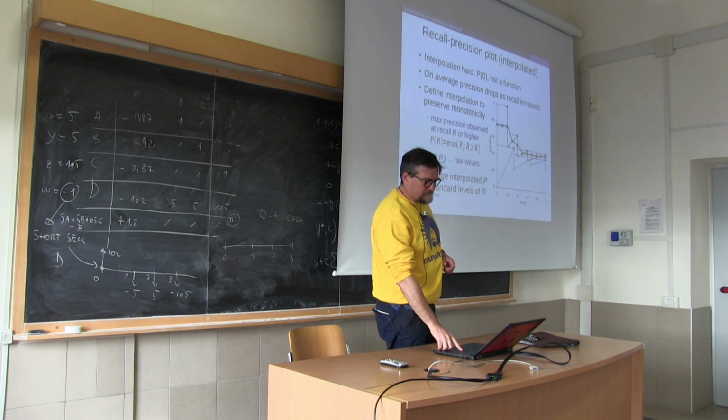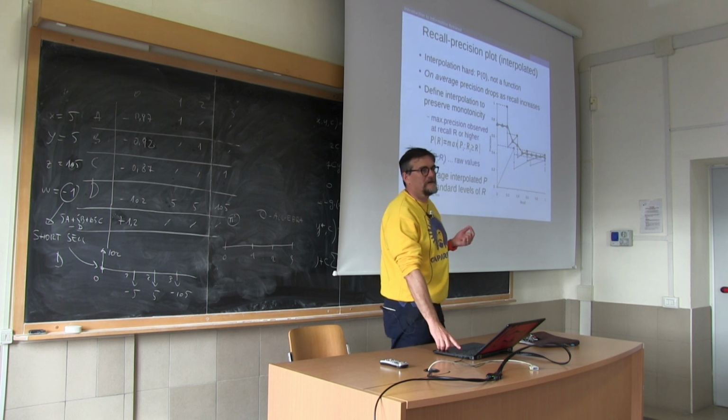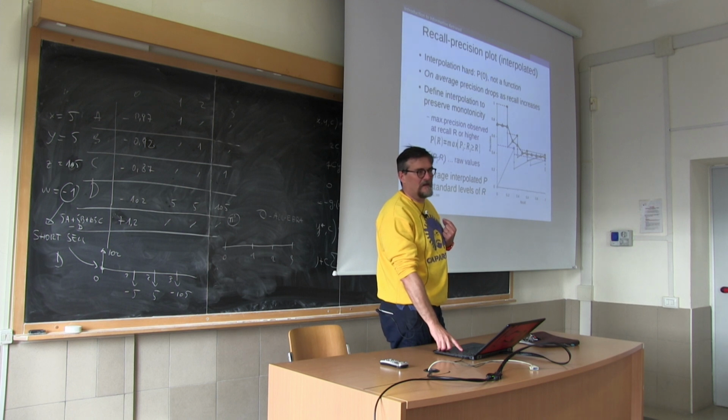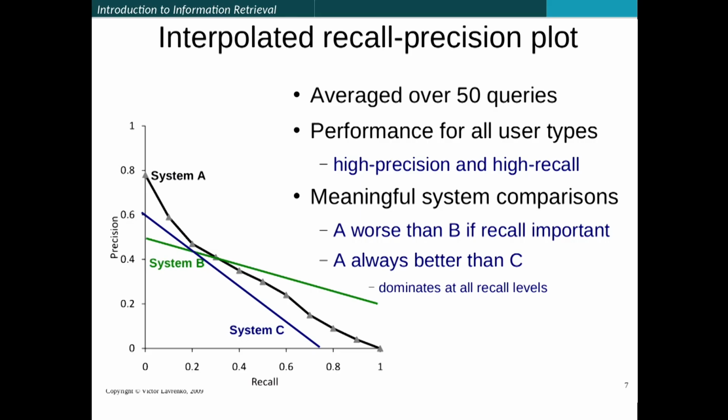Okay, so now we finally have a mechanism in order to compare two systems, right? Because now we can have such kind of curve. I have recall and precision, and I build the different curves for system A, system B, system C. And now what can I do? Okay, let's observe this picture. Let's consider system A as the reference one, the one that we want to evaluate.